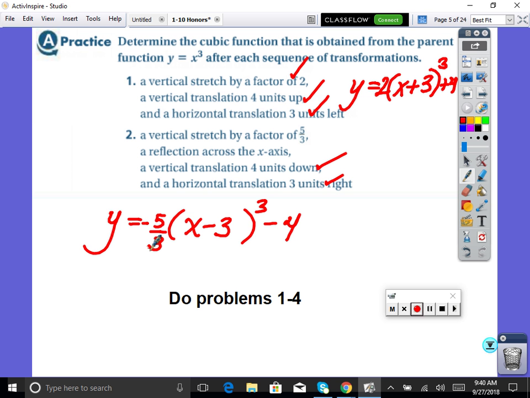Okay, awesome. Now what if I would have added in also a reflection across the y-axis? Where would I also put a negative then? In front of x. Okay, awesome. Do 1 through 4, go.